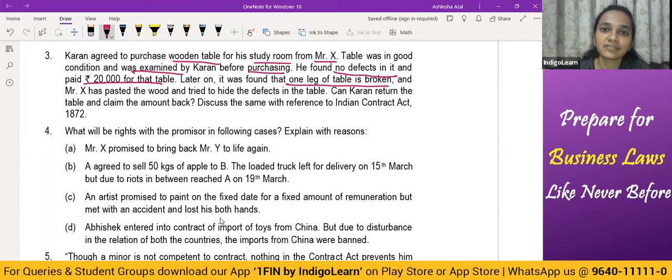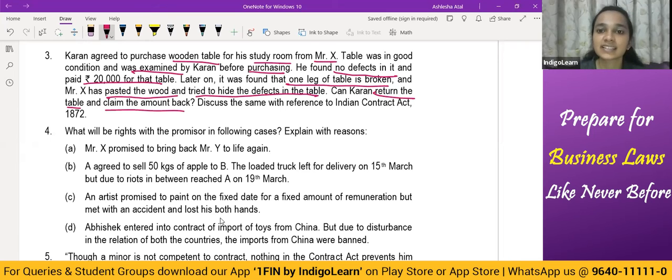Later on, he finds out that one leg of the table is broken and Mr. X has pasted the wood and tried to hide the defect in the table. Can Karan return the table and claim the amount back? Discuss the same with reference to the Indian Contract Act, 1872.